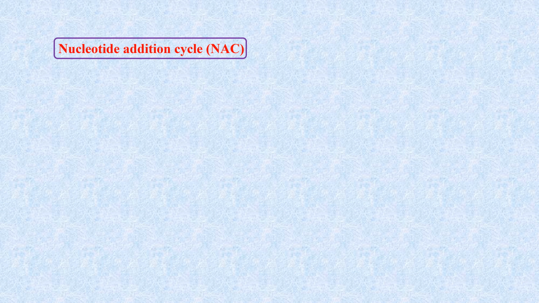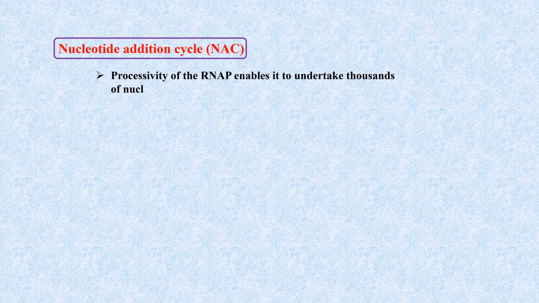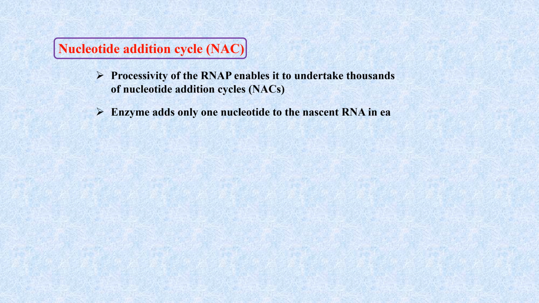Processivity of the RNA polymerase enables it to undertake thousands of nucleotide addition cycles. But it must be remembered that the enzyme adds only one nucleotide to the nascent RNA in each cycle.